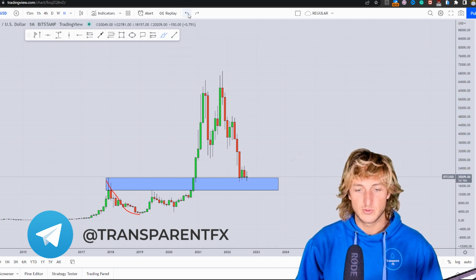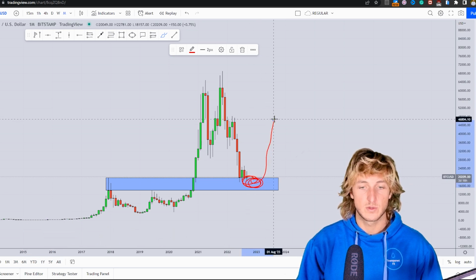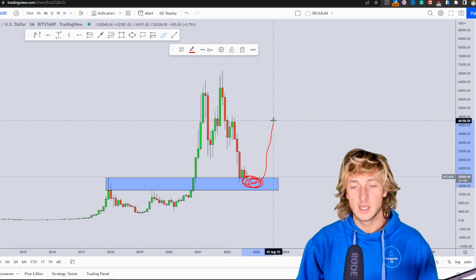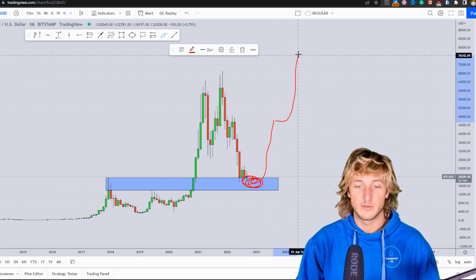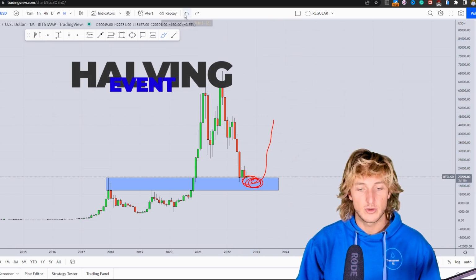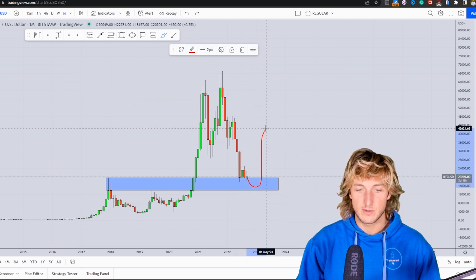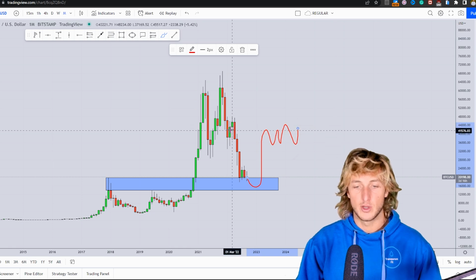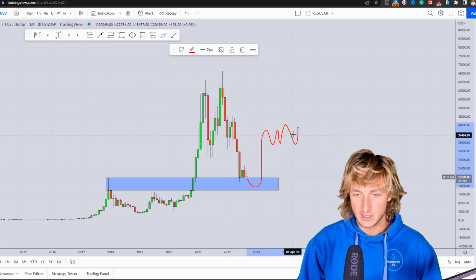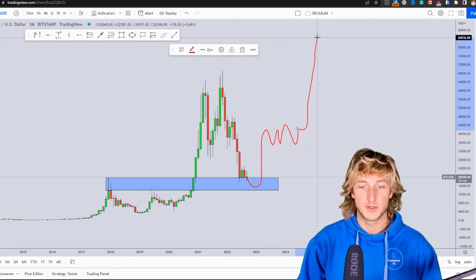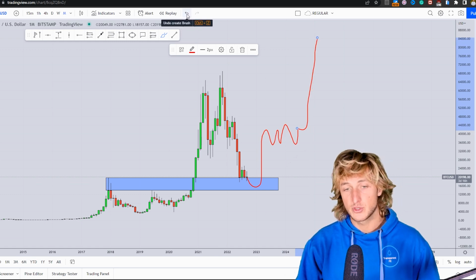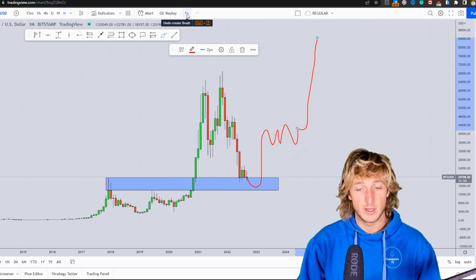So what I expect is for the market around this area to create the bottom before then starting the rejection to the upside. Now, I do not expect the market to create new all-time highs before 2024 when we will have the next halving event. However, I do expect a rejection to the upside and for the market to more or less stop at the middle of this leg to the downside before then waiting for the halving event in 2024, from which I then expect the continuation to the upside and the creation of a new all-time high, in my opinion.